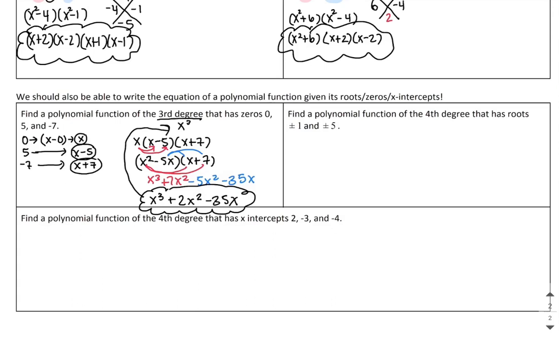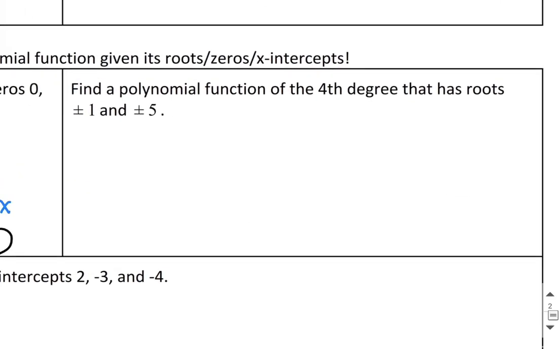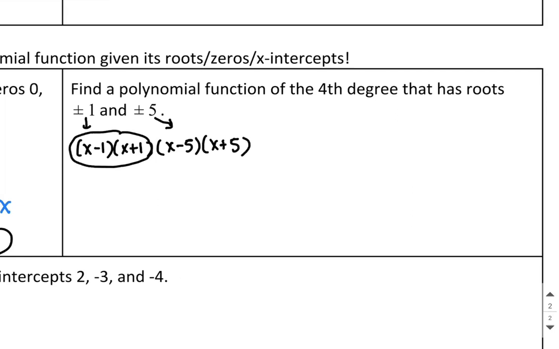For the next example, find a polynomial function of the fourth degree that has roots plus and minus 1 and plus and minus 5. So the factors I have from here are x minus 1 and x plus 1. And the factors I have from there are x minus 5 times x plus 5. I know this is going to give me the difference of two squares, and this is going to give me the difference of two squares. So I'm going to have x squared minus 1 squared, which is 1. And this is going to be x squared minus 5 squared, which is x squared minus 25.